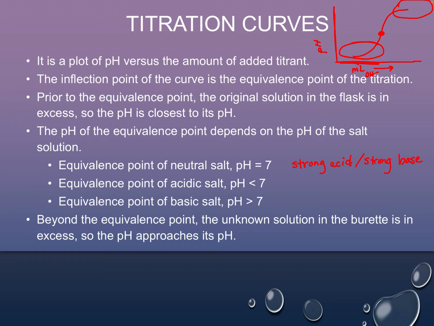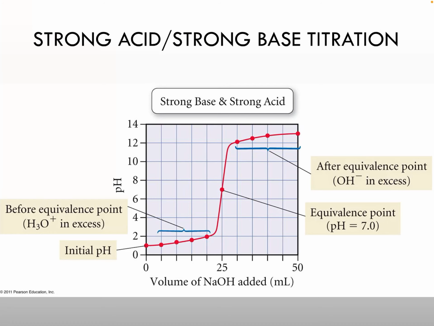In the next lecture, we're going to talk about these other ones, where the pH may be less than 7, and this would be in a weak base titration. And the equivalence point would be greater than 7 in a weak acid titration. Okay, and again, beyond the equivalence point, our pH will resemble the pH of the solution in the burette.